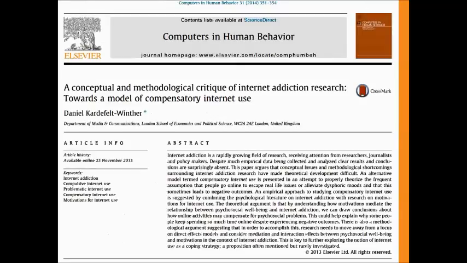Okay, so again, let's look at an example. Going back to internet addiction, this particular article in Computers and Human Behavior, volume 31 from 2014, is a conceptual and methodological critique of internet addiction research towards a model of compensatory internet use. Whew, that's a mouthful, right?